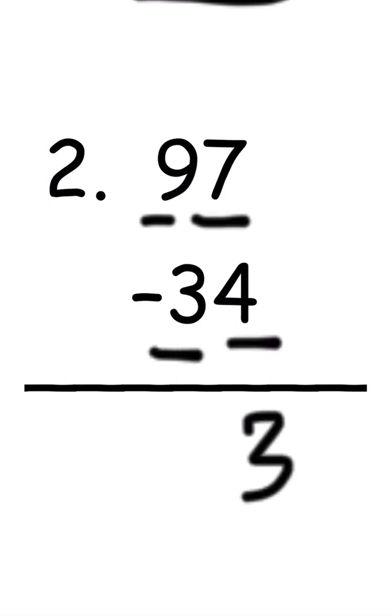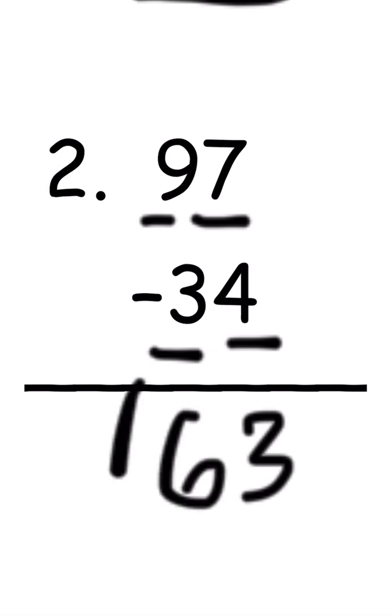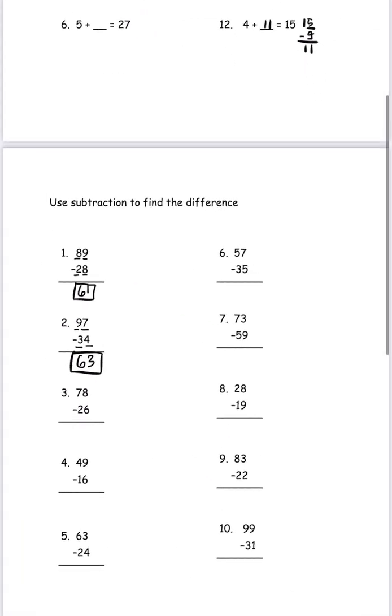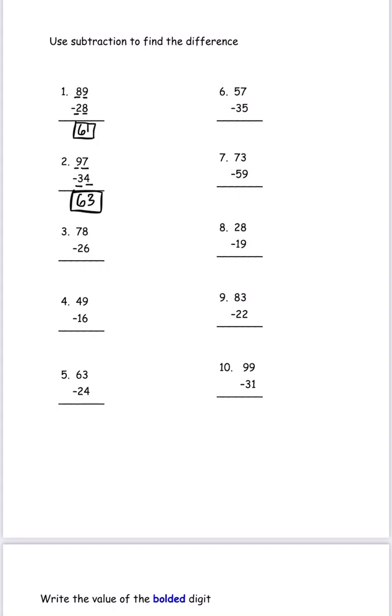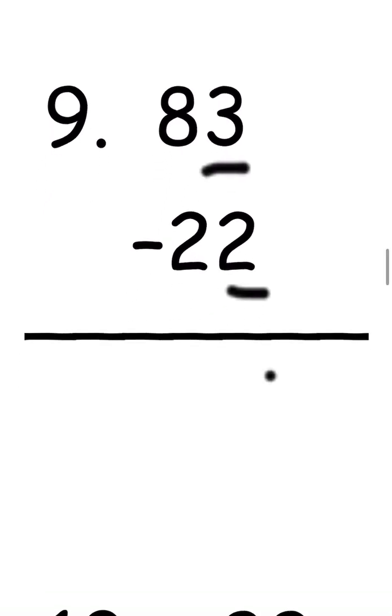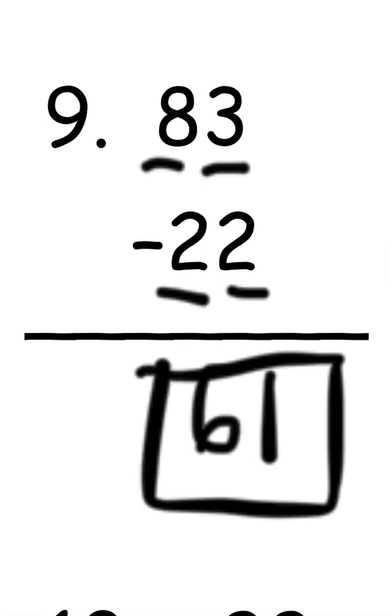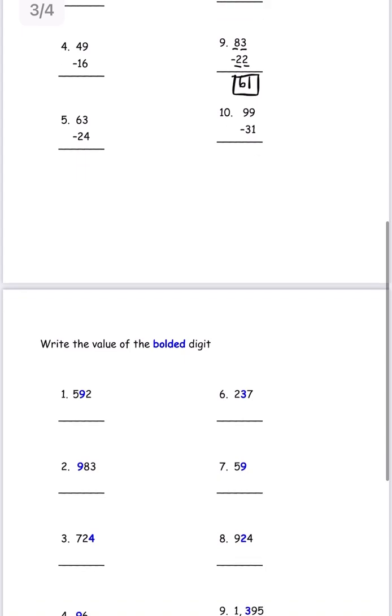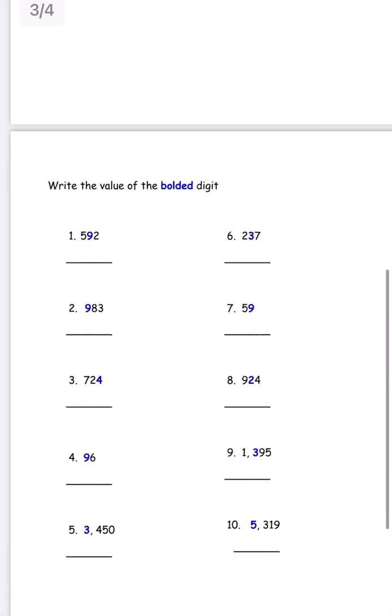And for number 2, we have 97 minus 34. So 7 minus 4 is 3, and 9 minus 3 is 6. So 63 is the answer for number 2. Let's look at number 9. For number 9, we have 83 minus 22, and 3 minus 2 is 1, and 8 minus 2 is 6. So 61 is the answer for number 9. Let's move on to the next page.